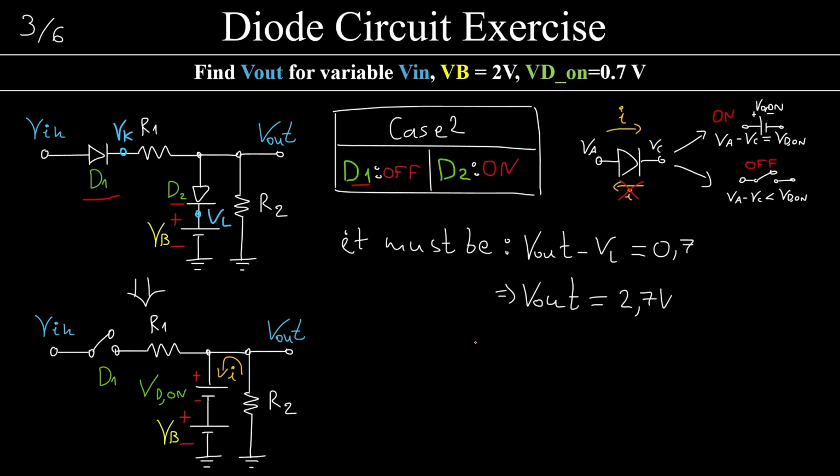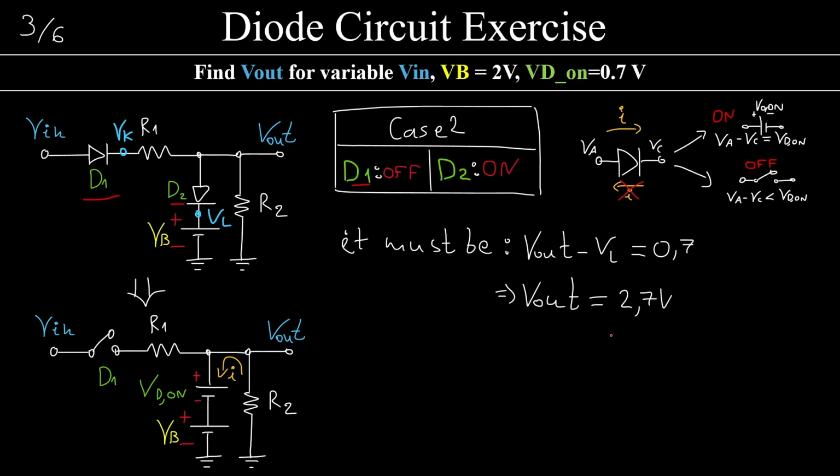Well, if this is true, it must be that Vout, the voltage here, minus VL, the voltage here, must be equal to 0.7 volts. That means that Vout is going to have to be 2.7 volts, a constant value, whatever Vin is.